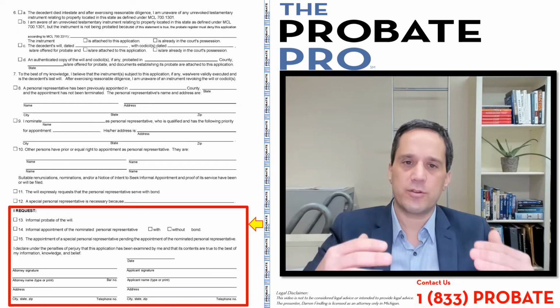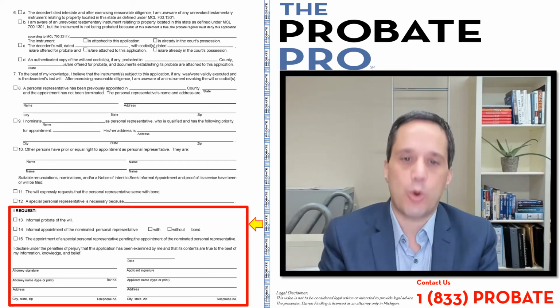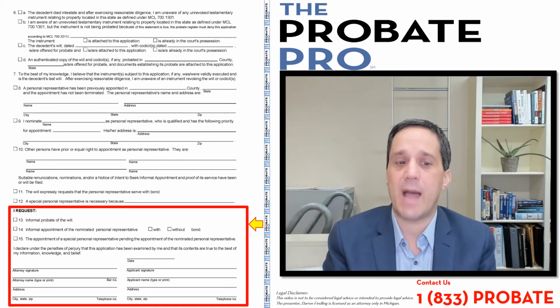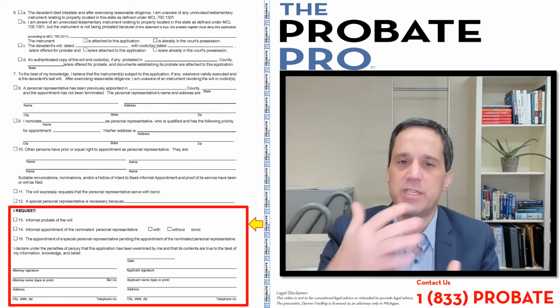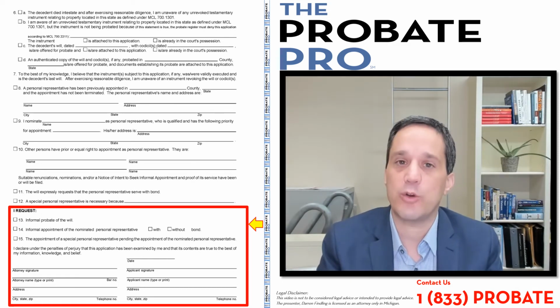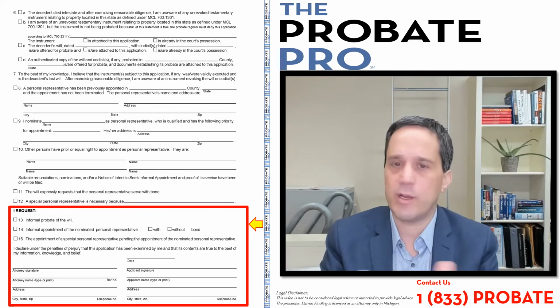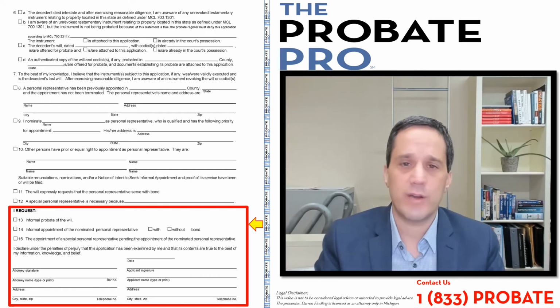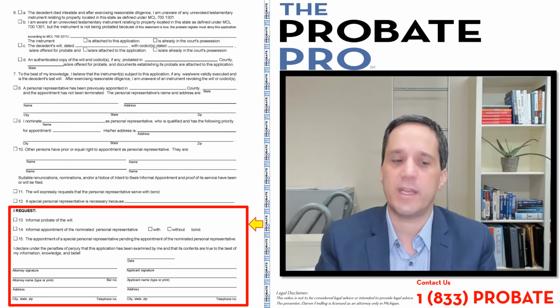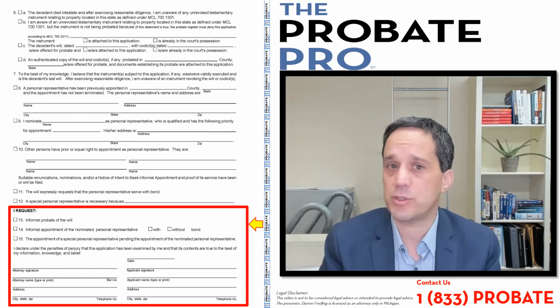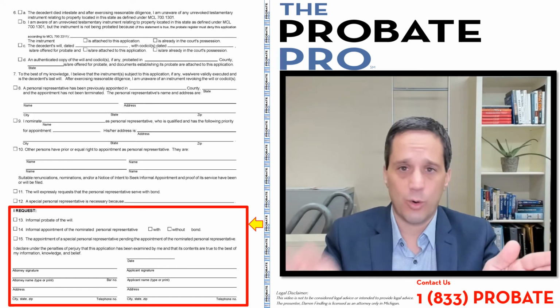As we move further down the document, this is where you're making the request of the court through the application. Again, a lot of repetition here. Is there a will that you're informally asking the court to probate? And again, very important distinction here. You're not admitting through a court order. You're informally probating the will. 14, informal appointment of a nominated personal representative with a bond or without a bond.